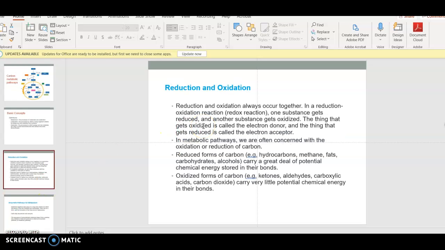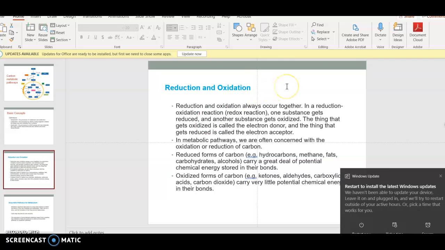Some more basic concepts, which are reduction and oxidation. They always occur together in a reduction-oxidation reaction, sometimes called a redox reaction. One substance gets reduced and another gets oxidized. The thing that gets oxidized is called the electron donor, and the thing that gets reduced is called the electron acceptor. So this molecule can give the electron, we call it the electron donor, and it gets oxidized. The one that accepts it, we call the electron acceptor, and it gets reduced.